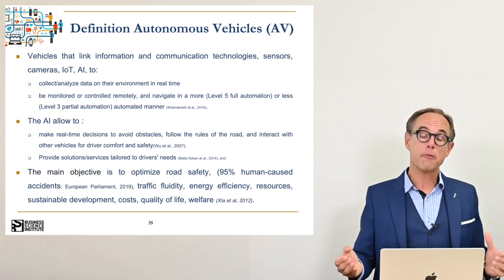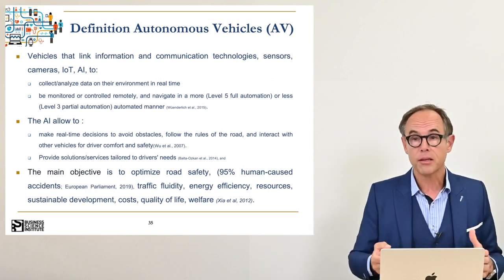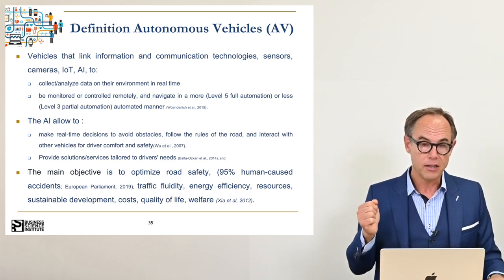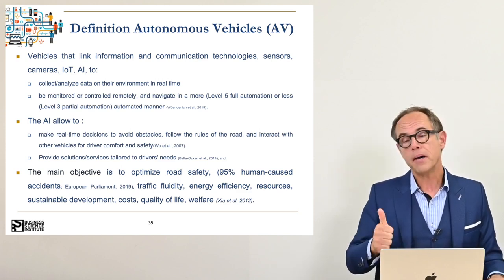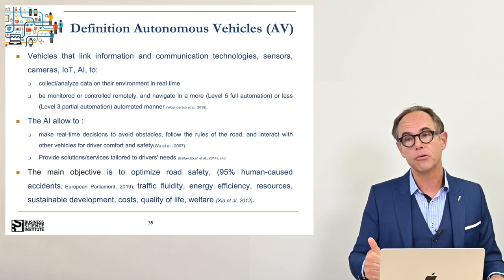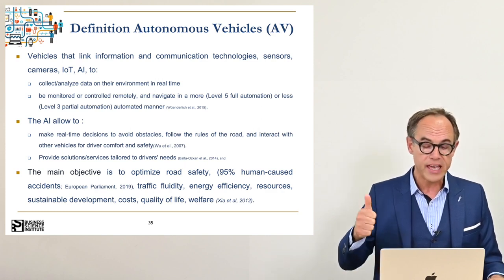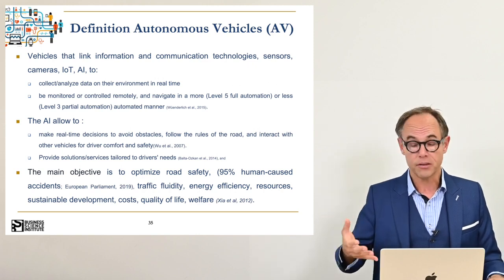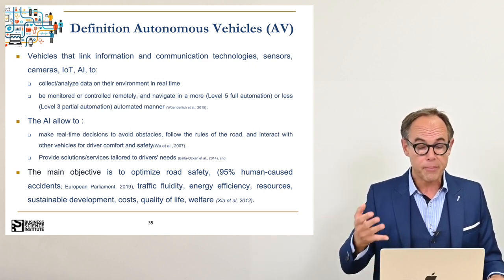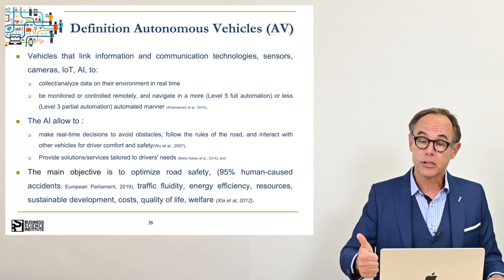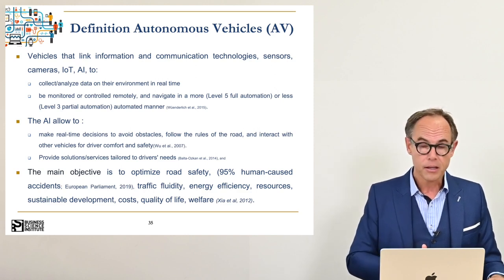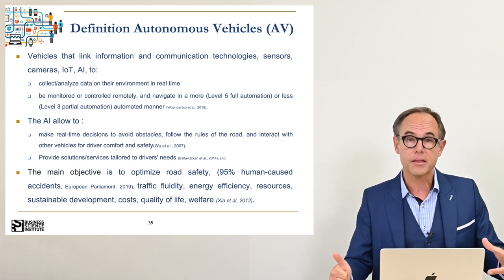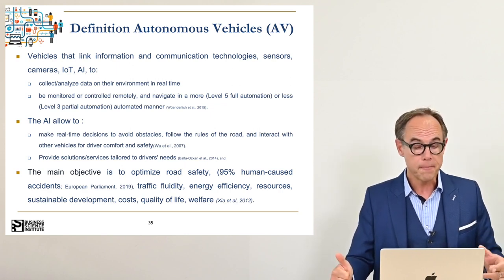But the overall objective is security, because 95% of the human accidents are caused by humans. So by taking over the control and the driving process, the AI will increase traffic fluidity, so in order to avoid traffic jams, but above all, increase driver security by reducing the accidents. It would also increase energy efficiency to consume less energy.